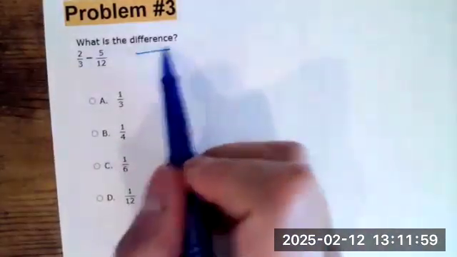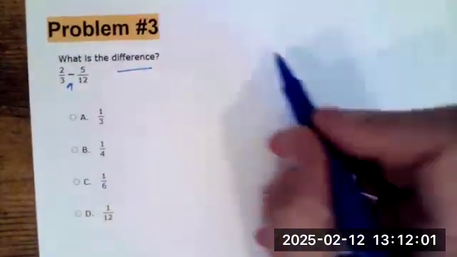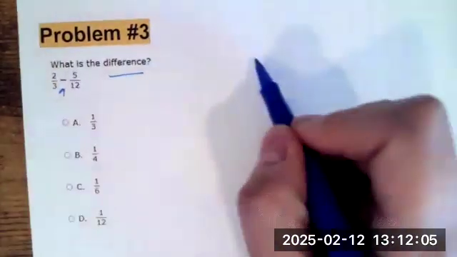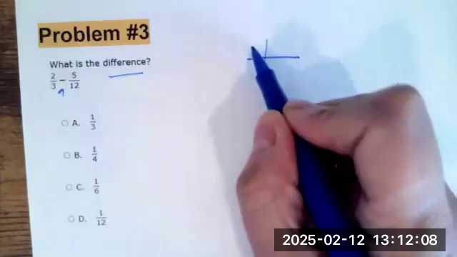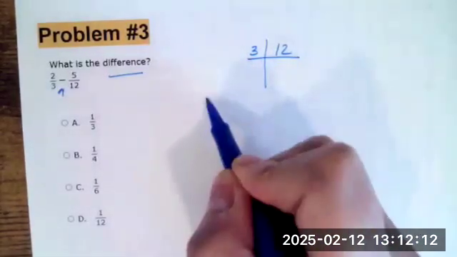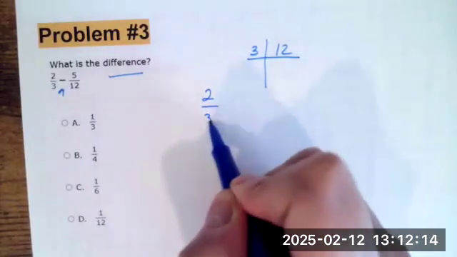Okay, what is the difference? Signal word: subtraction. So we know we can't subtract these two fractions unless they have the same denominator. My favorite thing in the whole world to get this set up for us is to put these T-charts here to help us. And then let's rewrite the fractions, I'm going to stack them up.